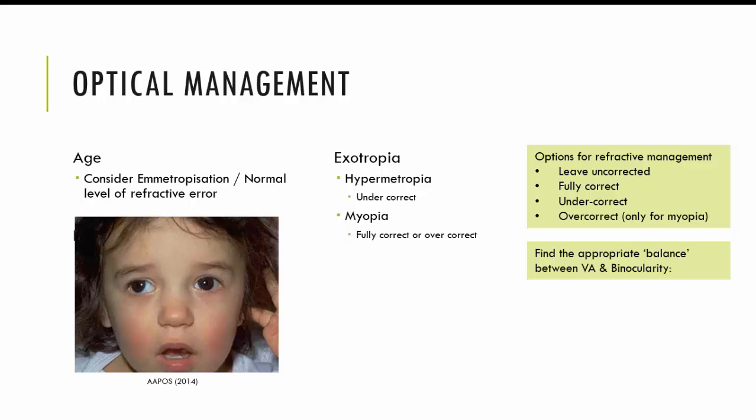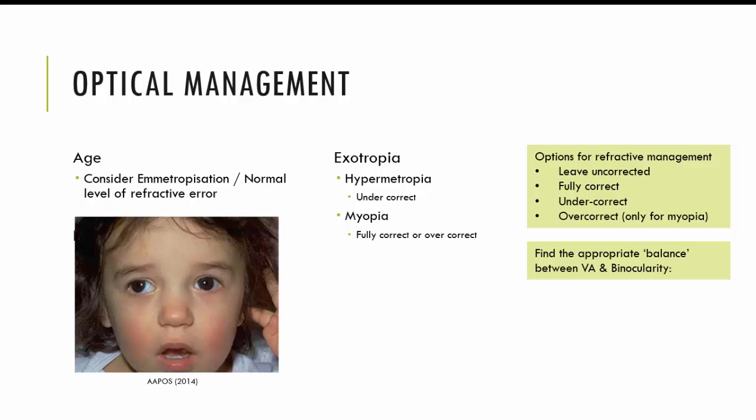We found that generally patients will tolerate probably up to about -3 overcorrection, and then beyond that it becomes quite difficult for them to see clearly. Again, here you're trying to find the balance between the overcorrection in the myopia and the gaining of BSV.